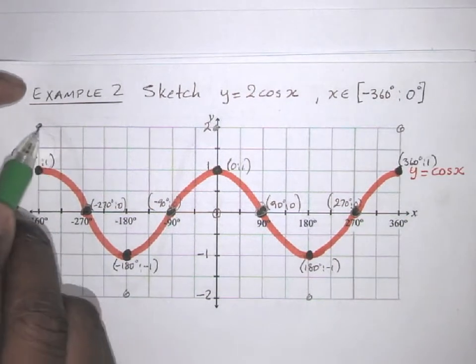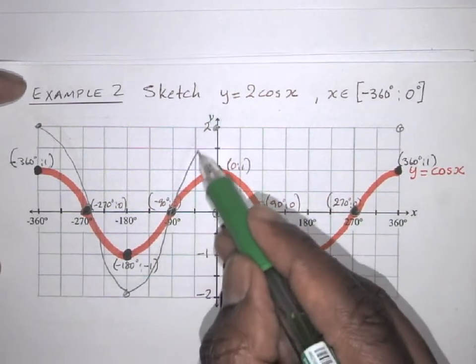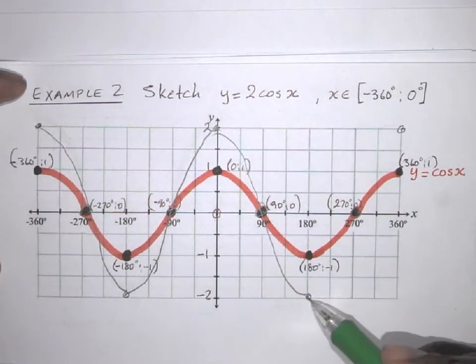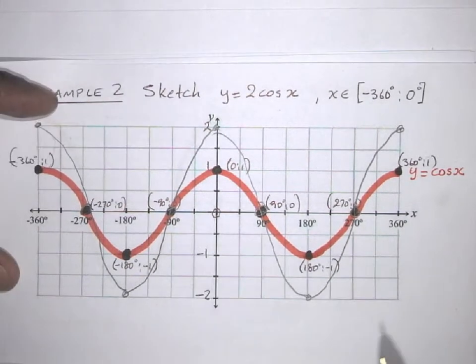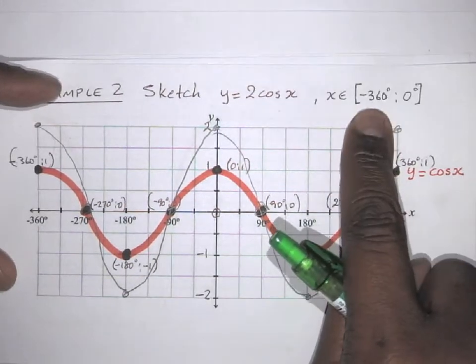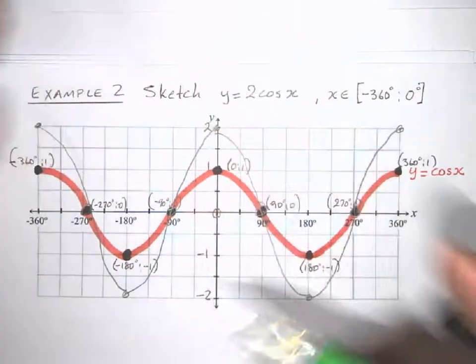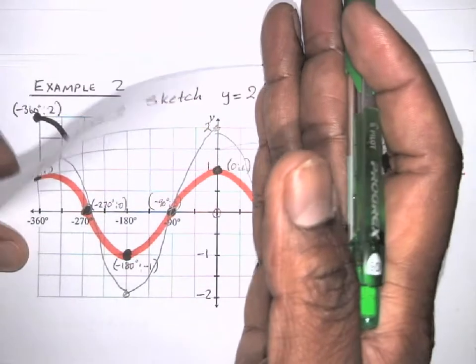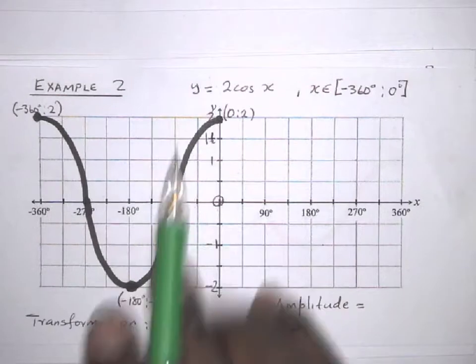You end up with a graph doing this, going down, and then going up all the way like that, and then coming down like this, and then going up like that. However, they said they want the graph from minus 360 to 0, meaning they only want this section, so they don't need this section on this side here. So eventually your graph will look something like this one here.